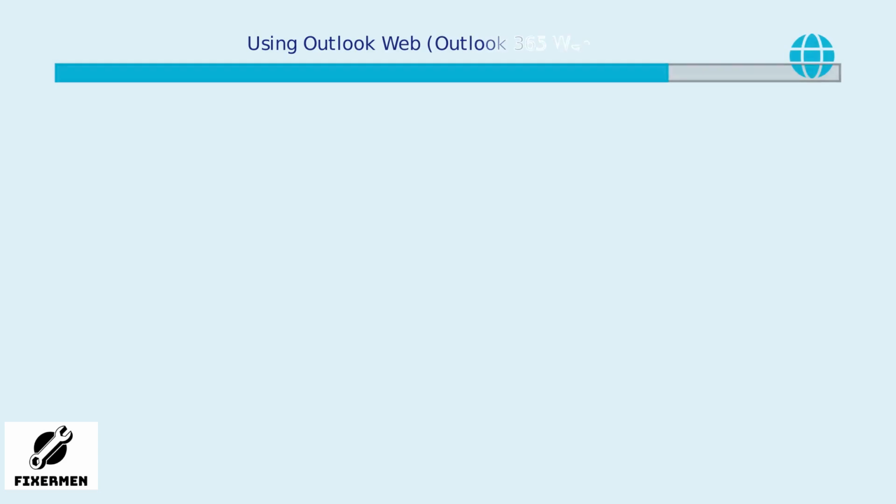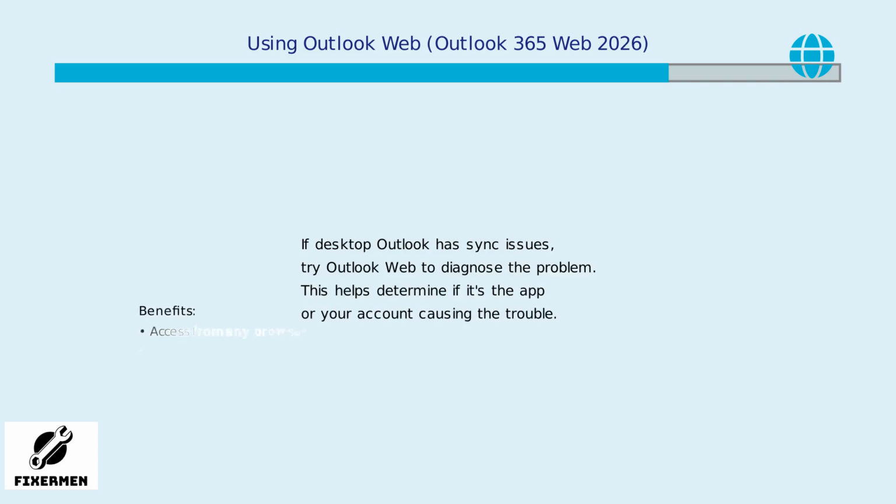If you're experiencing sync issues with the desktop Outlook application, try using Outlook Web, also known as Outlook 365 Web 2026. This web-based version can help you determine whether the problem lies with the desktop app or with your account settings. Outlook Web provides the same functionality as the desktop app, but runs directly in your browser, eliminating potential conflicts with local software. It offers cross-platform parity and real-time synchronization for Exchange Online accounts.